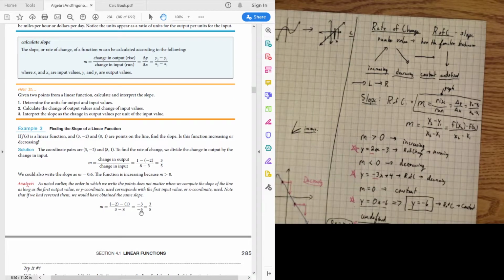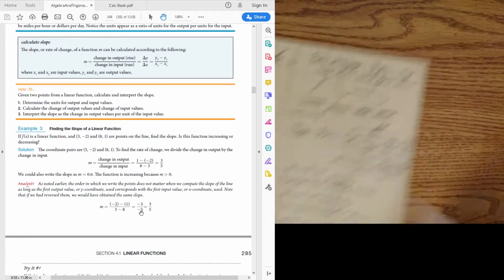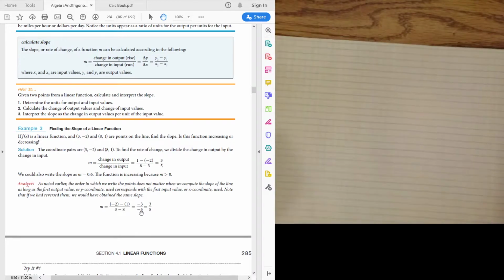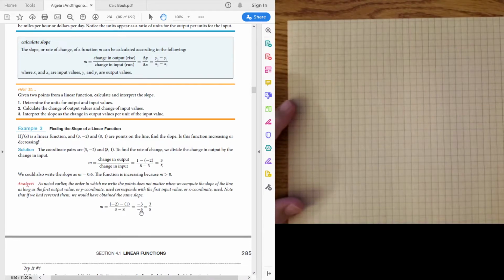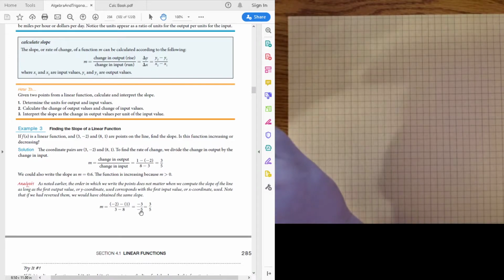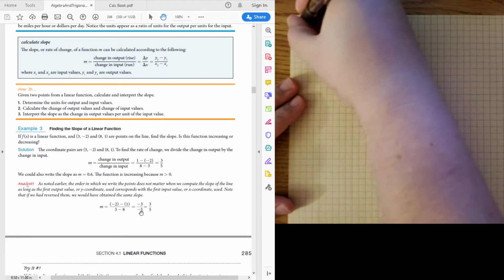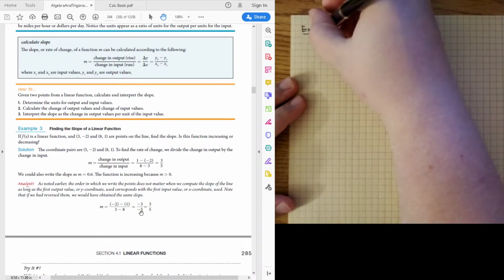Okay, so before we go any further, let's do some examples. Fresh piece of paper. Okay, we're going to do one of each real quick. These are the same examples that are in the text, so you can use the text to follow along. In this case, we're looking at example 3, which can be found at the bottom of page 284.